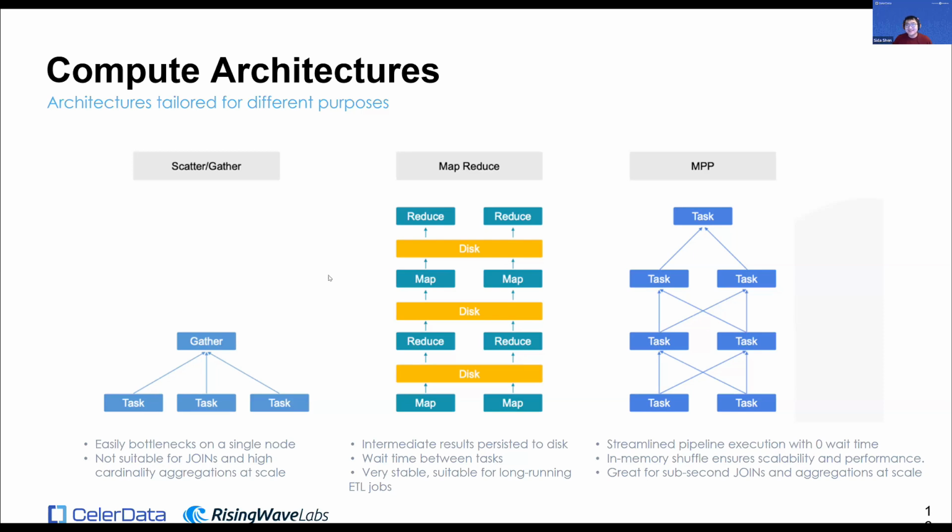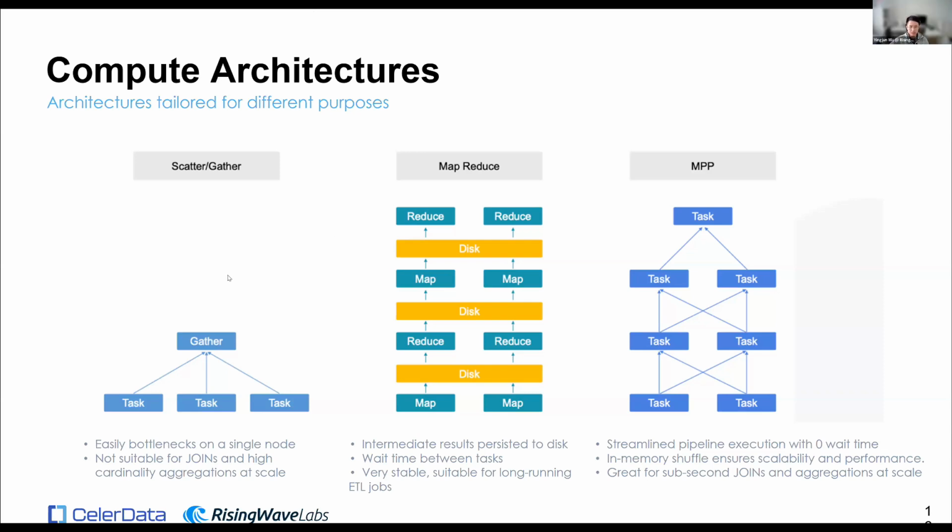And even Impala, right? So basically, you're able to do in-memory data shuffling at query time, right? So between memory data shuffling, it really streamlines your pipeline execution, with absolutely zero wait time because memory is fast. It's great for those sub-second joins and aggregation kind of queries at scale. So if you do want to run low latency multi-table join queries, MPP architecture is what's dominating all of the benchmarks and people's production systems too.